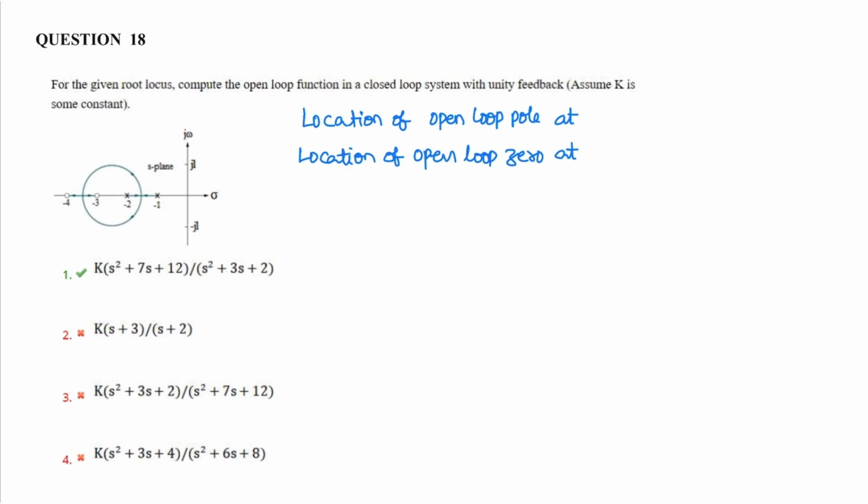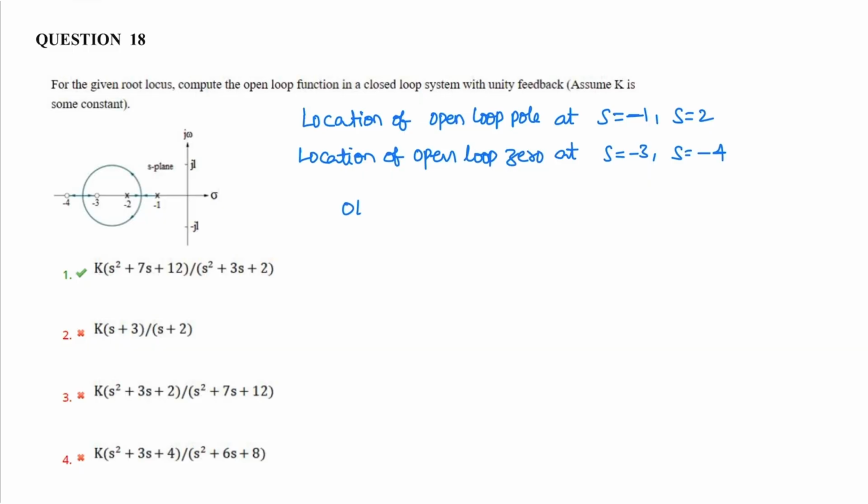For the given root locus, compute the open loop function in a closed loop system with unity feedback. So, the location of open loop poles from this root locus system: poles are located at s equals minus 1 and s equals minus 2, and the zeros are at s equals minus 3 and s equals minus 4.